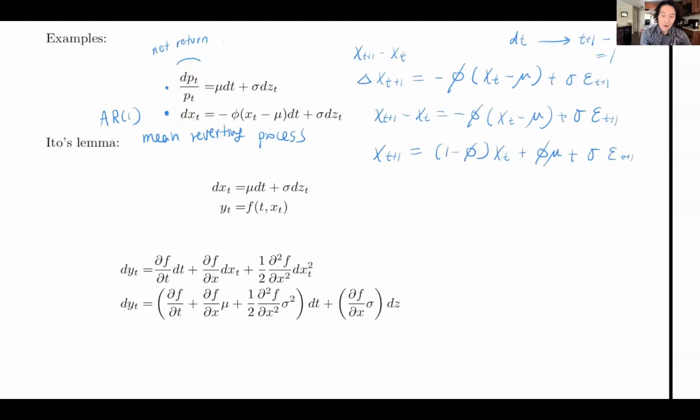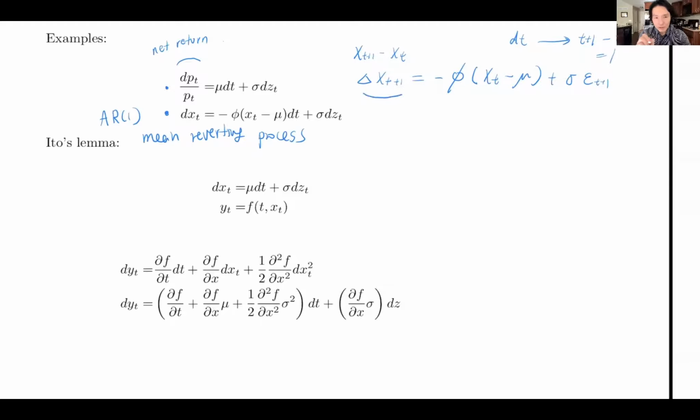You can also interpret this equation directly. The change in the next period is going to be determined by how far the process is from the mean. So mu here is the average of the process. If the current level of the process is higher than mu, which is the mean, then it will mean revert. It will revert to the mean. And if the current value is lower than the mean, it is going to again approach the mean.